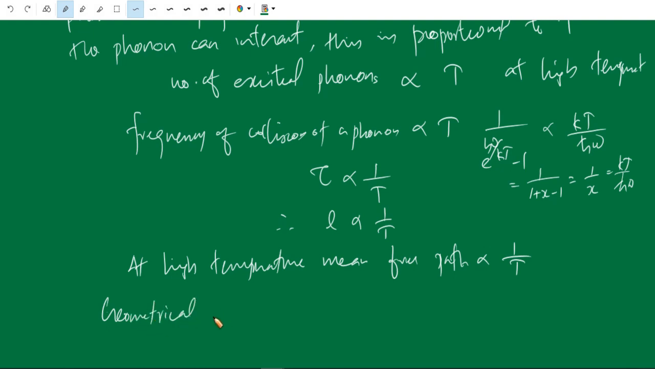Geometrical collision, or geometrical scattering of phonons, will not establish thermal equilibrium.